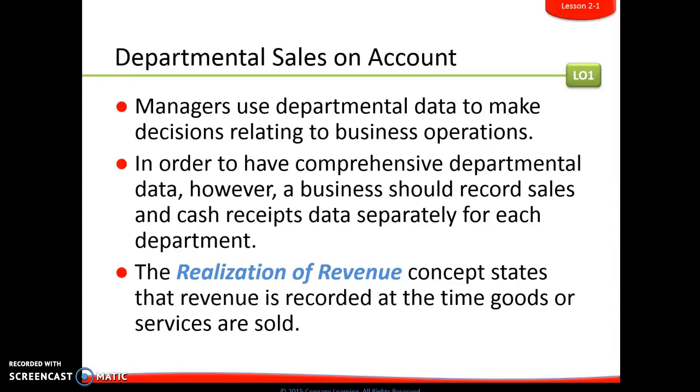In order to have comprehensive departmental data, however, a business should record sales and cash receipts data separately for each department. The realization of revenue concept states that revenue is recorded at the time goods or services are sold. So remember concepts, this one, realization of revenue, this is just saying we want to make sure that we are recording that revenue the same period that that good or that service is sold.